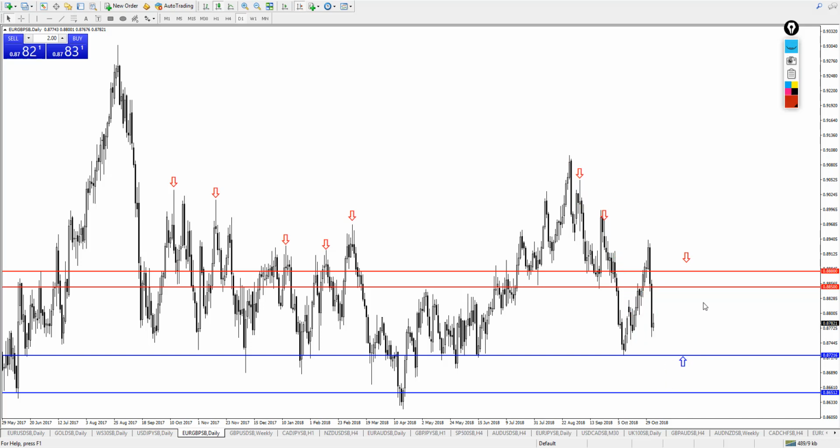So any strength up towards the 0.8850, 0.8880, anywhere in this zone. Why? Because if we just look to the immediate left, we can see a nice level here.